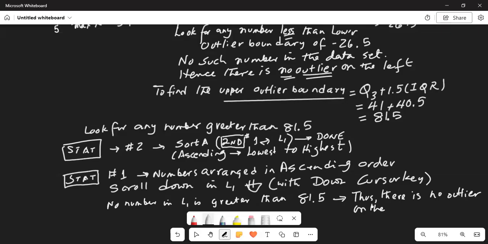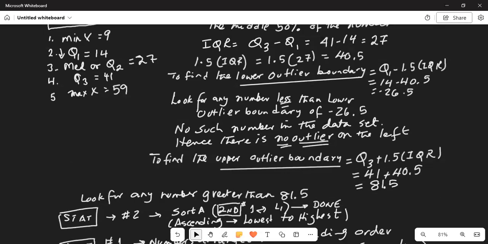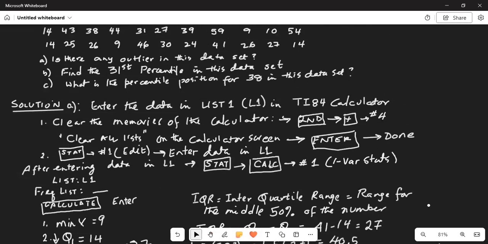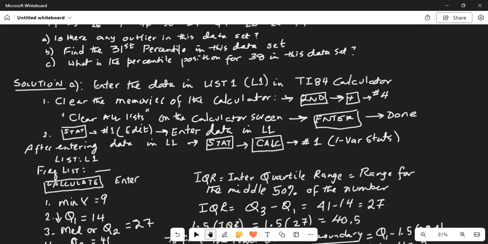So what is the bottom line? No outlier in this data. No outlier on the left, no outlier on the right. So that answers the first part: we were supposed to find out any outlier. There is no outlier in this data set.